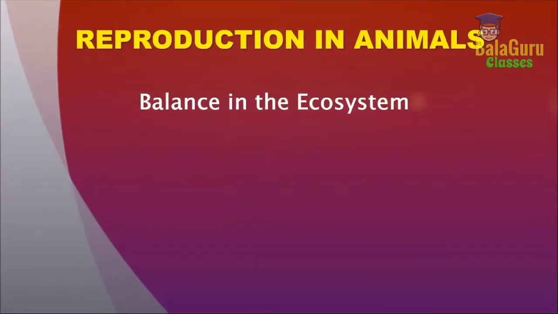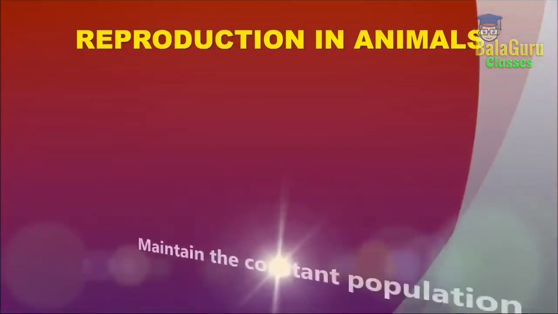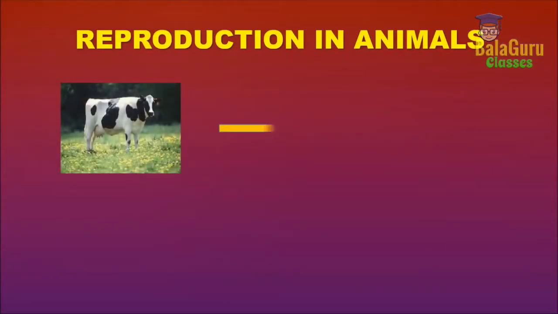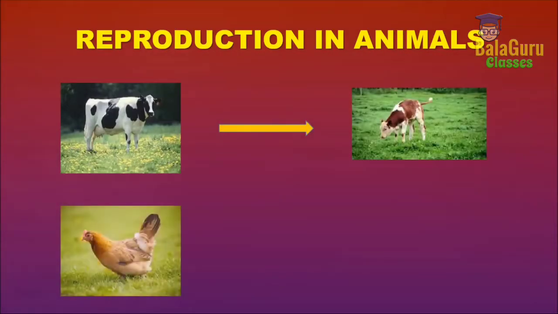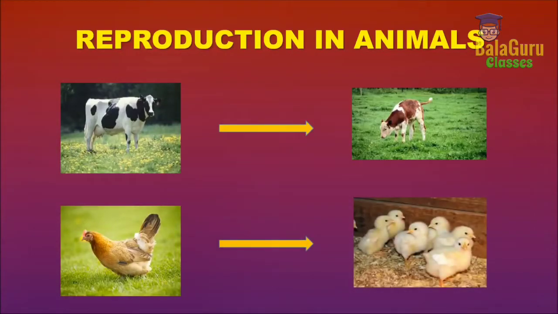Reproduction in animals. All the living organisms on this earth reproduce to give out their young ones to maintain the balance in the ecosystem. The reproduction helps to maintain their population. For example, the cow gives rise to its young ones called cow calf. In the same manner, the hen lays eggs and gives out the chickens. In this manner, all the living organisms, including microorganisms, reproduce to maintain their population on this earth.